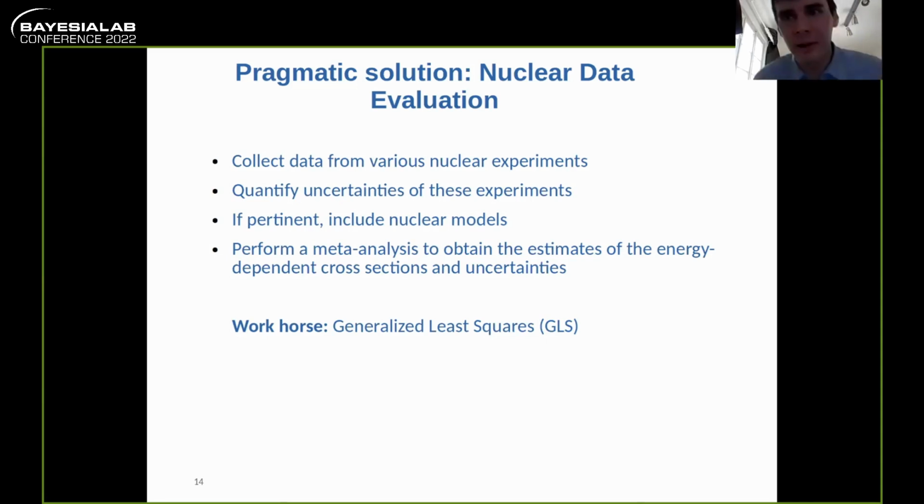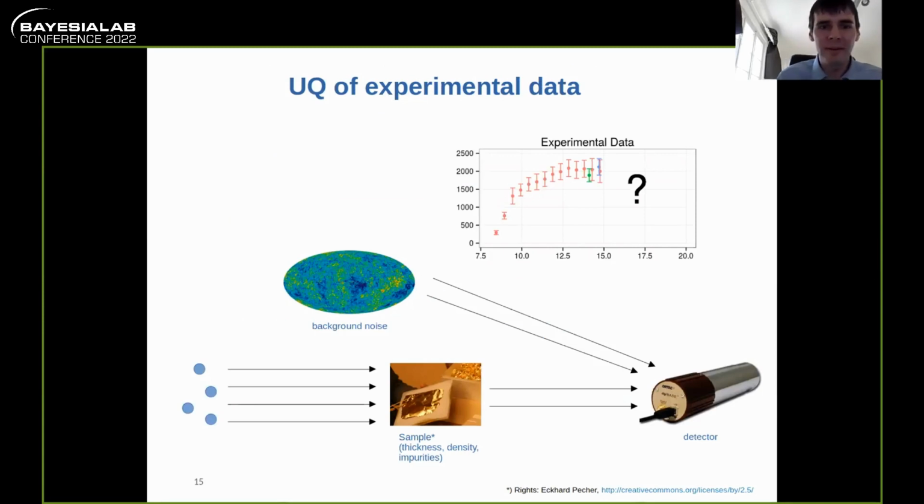The workhorse, traditionally and still, is the generalized least squares method. I have a couple of slides on the generalized least squares method. But before that, let me just give you a brief idea about uncertainty quantification of nuclear experiments. Here, just a sketch of a nuclear experiment. As already mentioned, in a collision experiment, you have a beam, that beam hits some target material, then some processes happen, other particles are produced, and some of these particles are detected in a detector.